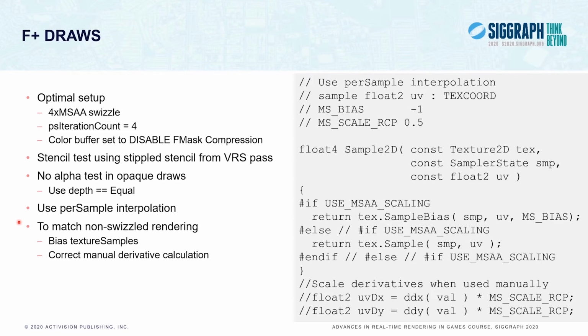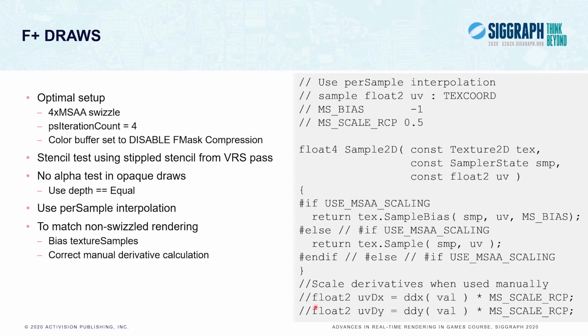texture sampling is matching non-swizzle rendering. In order to do that, you need to remember to bias your texture samples. So use sample bias and bias it by the difference between your non-swizzle and swizzle targets. In the discussed example, we're basically talking about -1 because it's just one step of a difference on x and y. And you also need to manually correct derivative calculations if you ever use them.